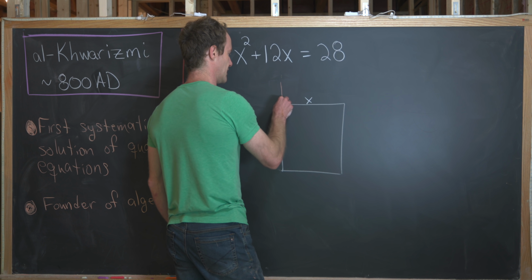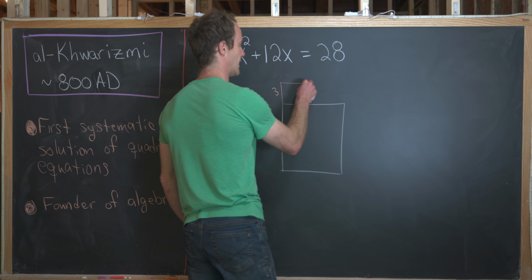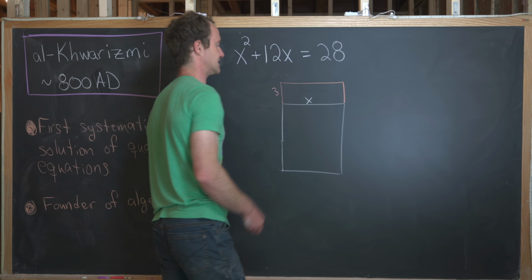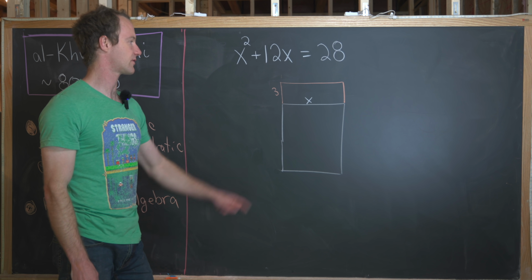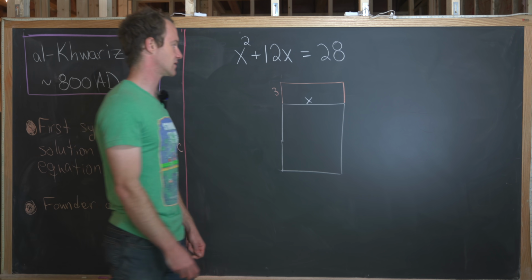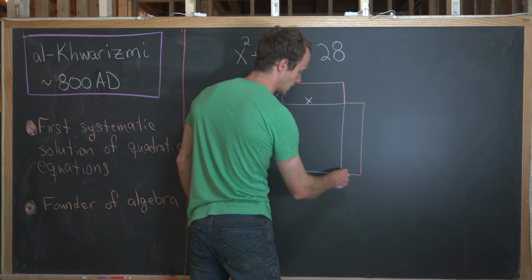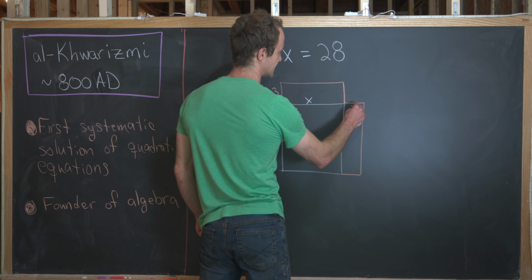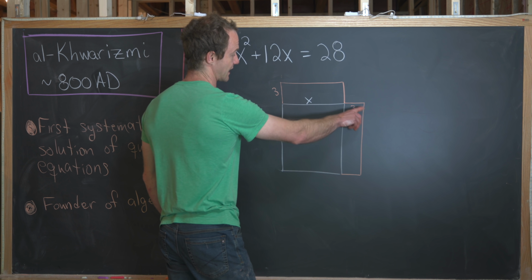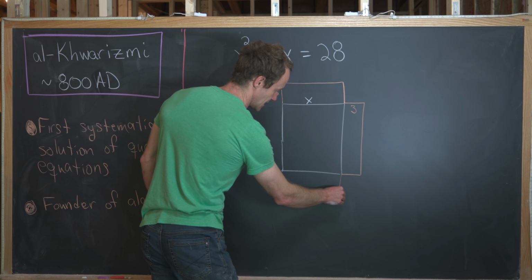So I'll put a rectangle with width 3 here. So that means it has length x, width 3. So that means the area of that rectangle is 3x. And then we'll put complementary rectangles across all of these other sides. So this has width 3, or maybe length 3, and height x.